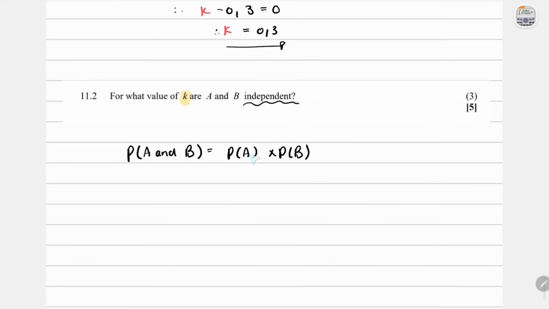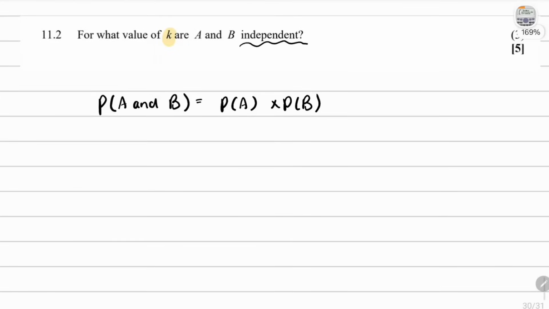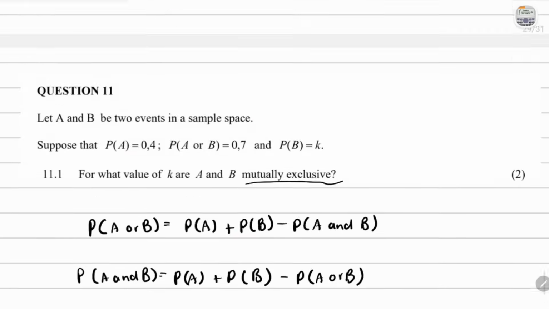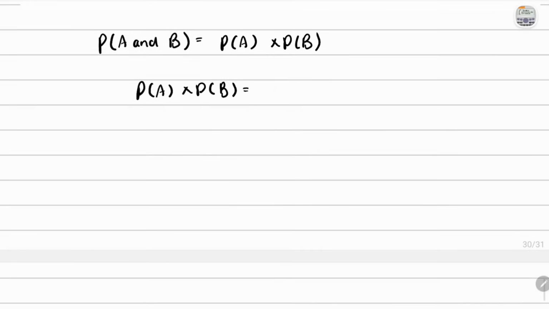And you see that if they are independent, the probability of A and B should be equal to A multiplied by B, not 0. So them being independent means they do occur at the same time, hence they cannot be mutually exclusive. Okay, so let's find out what that probability of A multiplied by the probability of B is. The probability of A is 0.4, and B is K. So we're saying 0.4 multiplied by K, and this is equal to 0.4K.